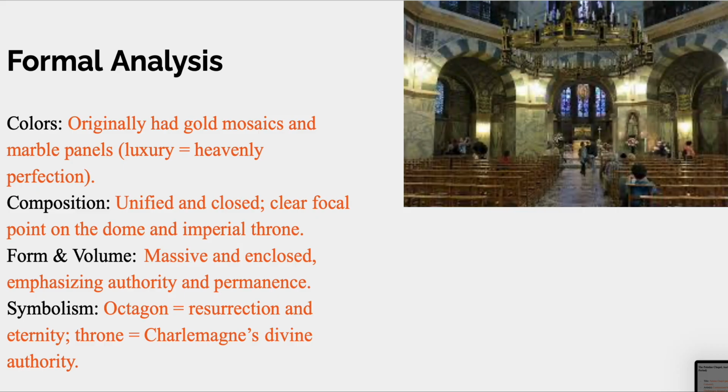I really liked this cathedral out of the other option, and that would be the informal analysis of the Palatine Chapel in Germany.